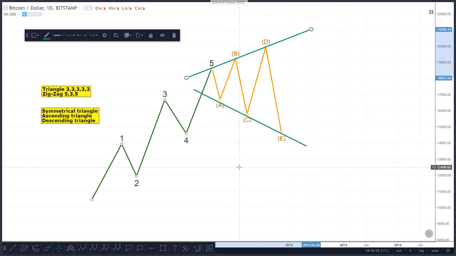Alright guys, so that completes the other simple corrective patterns that we see. So we've discussed triangles, zigzags and flat patterns. Now I will make a video explaining more complex corrective waves, which basically consist of a combination of patterns. For example, a double zigzag, a triple zigzag, or you can get a zigzag followed by a flat pattern. There's lots of different combinations you can get. So it does get more complex, unfortunately. And as I say, mastering the complex wave formations is the key to mastering Elliott wave.